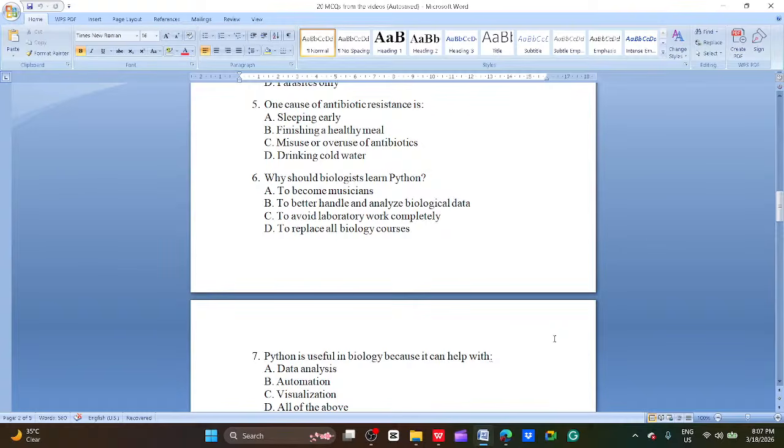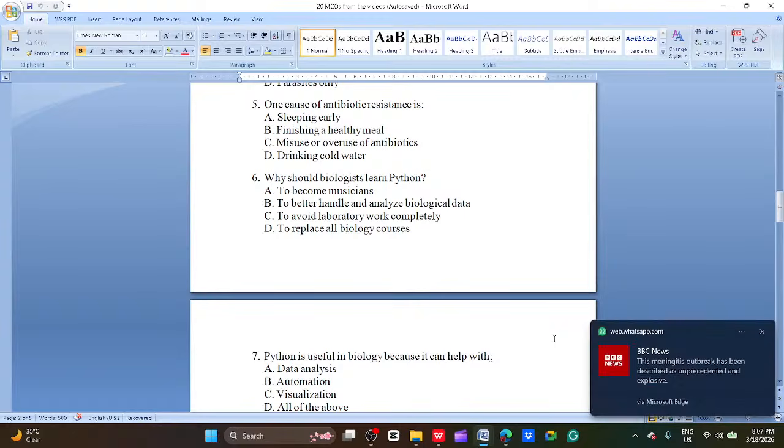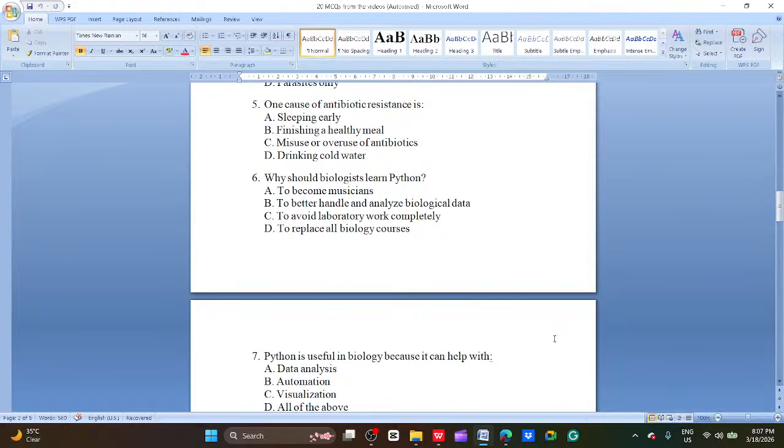Why should biologists learn Python? A. To become musician. B. To better handle and analyze biological data. C. To avoid laboratory work completely. D. To replace all biology system. Whichever one is the correct option, just paste it in the comment section.